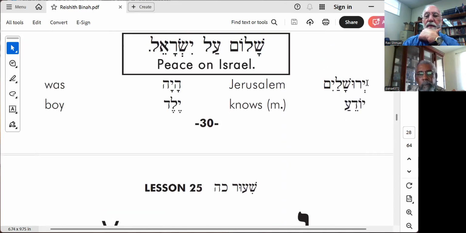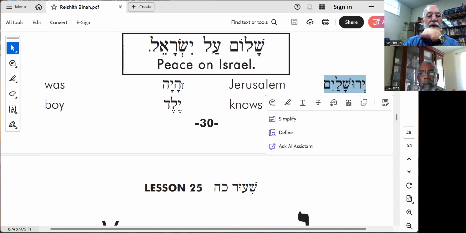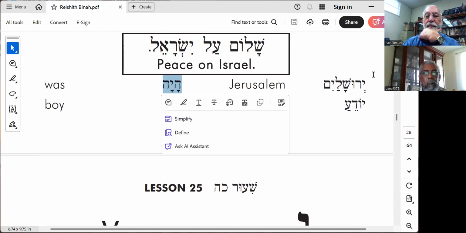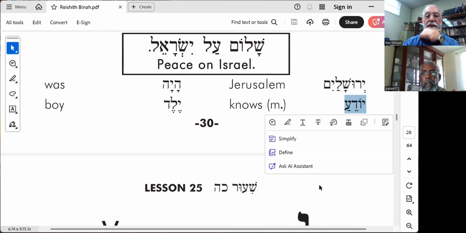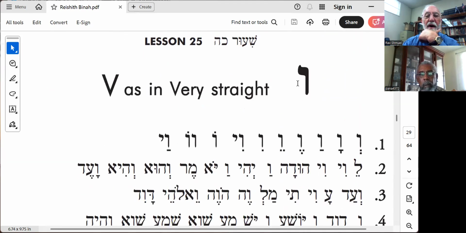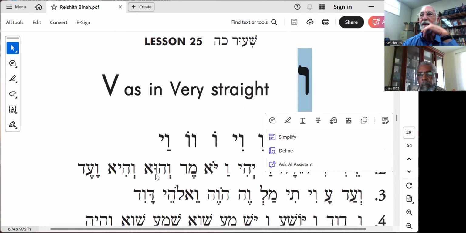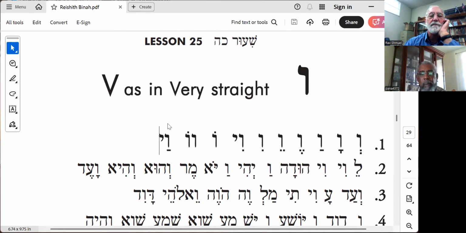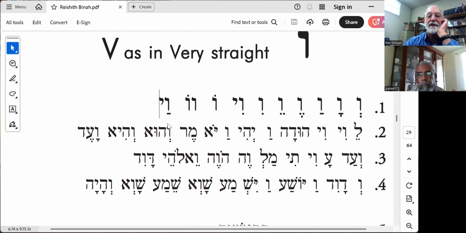Okay, so we learned Yerushalayim, which is Jerusalem. Haya, which is was. Yodea, which is knows. And Yeled, which is boy. Okay, so this is a very confusing letter. It's a Vav. And it's either a V or an O or an U. So let's look at the actual letter and let's get really confused here.